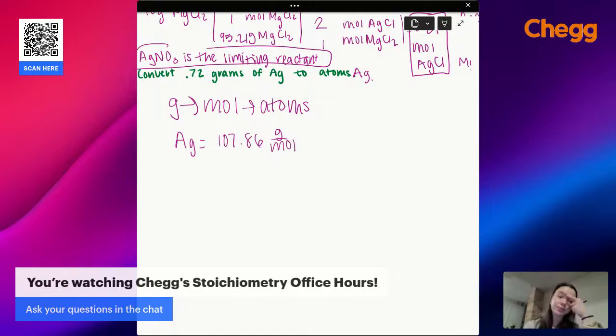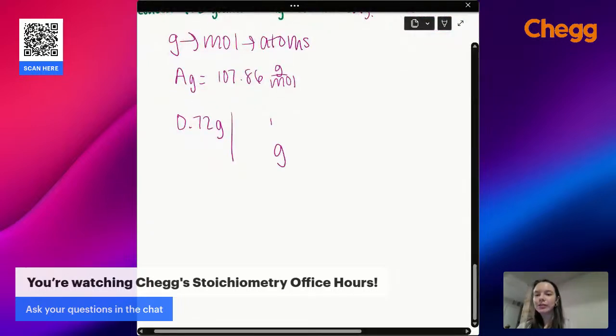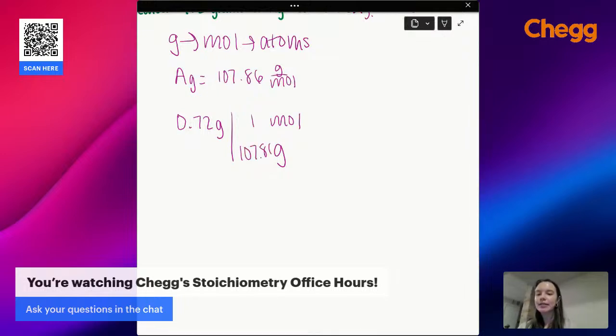All right. And then what we're going to do is start with our 0.72 grams. We're going to go from grams to moles like we discussed. 1 mole has 107.86 grams. And then any ideas on how we're going to get from grams to atoms?